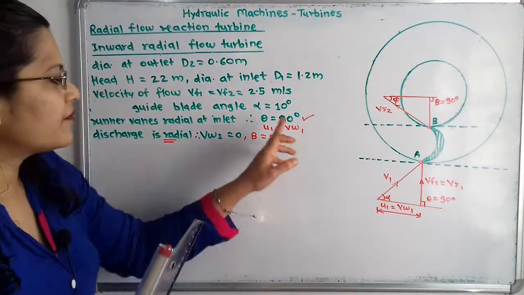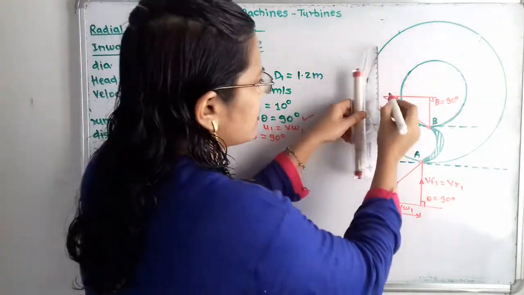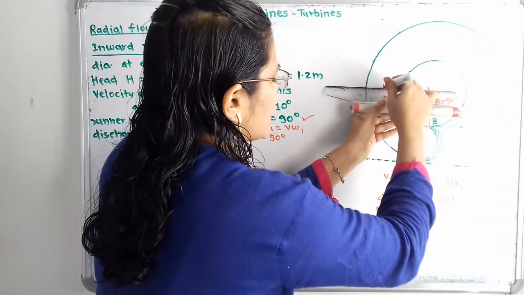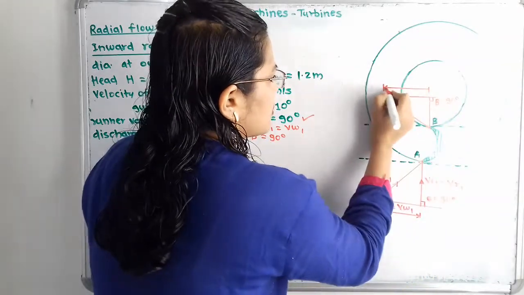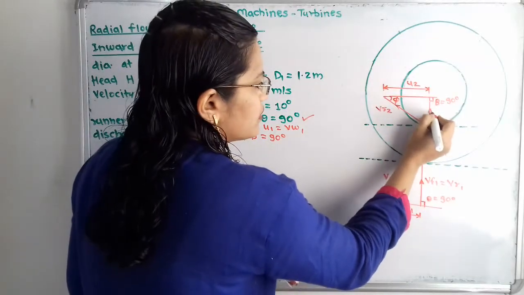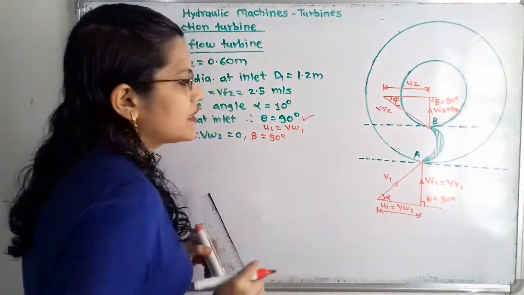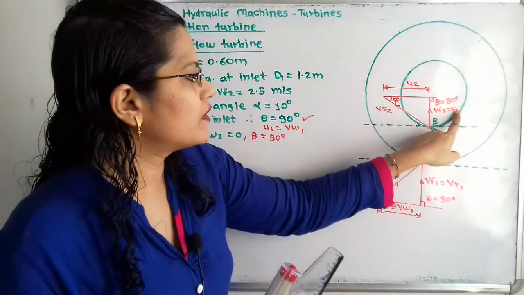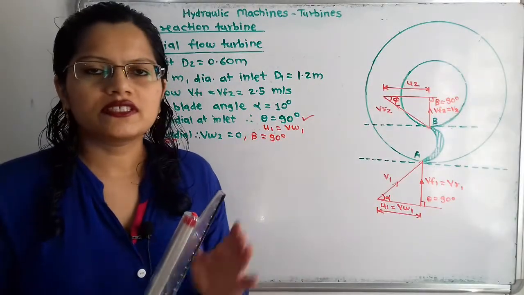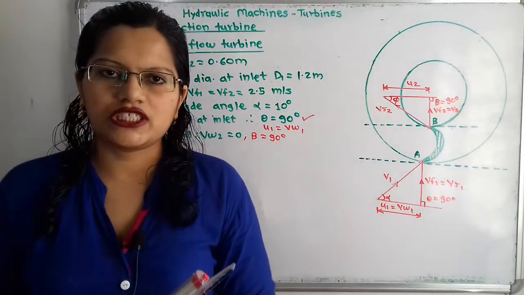Now here Vw2 is equal to 0, that means this total length is equal to U2. So here I will show this is U2. And what about this vertical line? This is equal to Vf2, which is equal to V2, that is, the velocity of flow is equal to the absolute velocity at the outlet. So this is the velocity diagram as per the given condition.